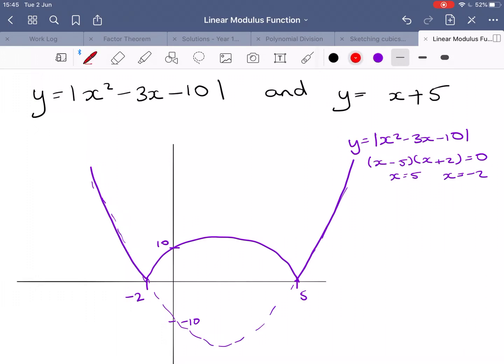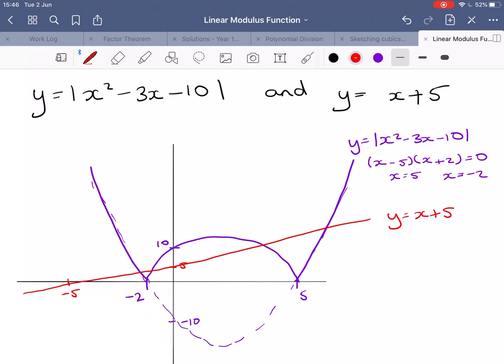Okay. And then if I do y equals x plus 5, well, that's going to cross the y-axis at 5 and it's going to cross the x-axis at minus 5. Okay, so you can see, because the scale's not the same on the y and the x, it does end up being quite distorted, or at least it doesn't look like it's a y equals x function. It doesn't look like it's a gradient of 1, but that's just because we've got the different scales.